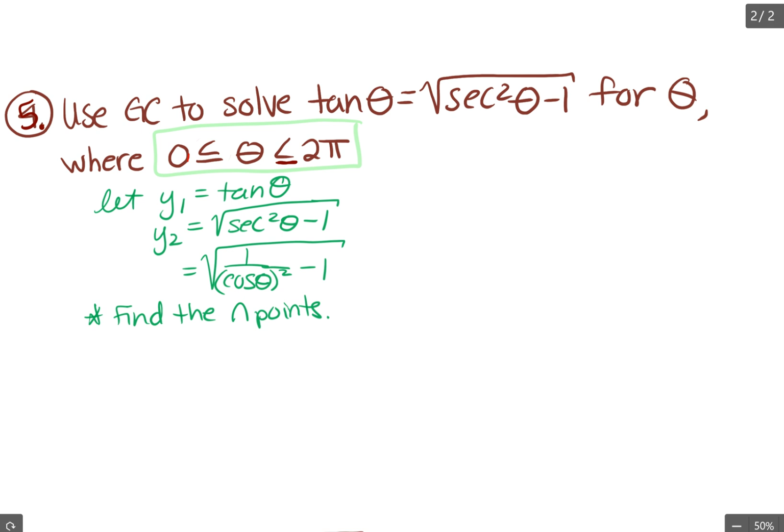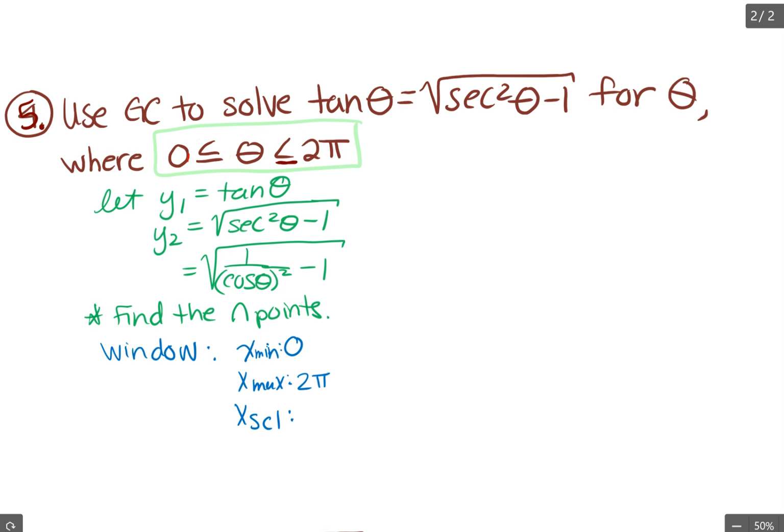let's set our window range. So on your window, for your x's, we want to go from 0. So x min is 0. X max we're going up to 2 pi. If you want to go a little further than that so you can see the actual endpoint, you can do that. And then you might want to change your x scale.